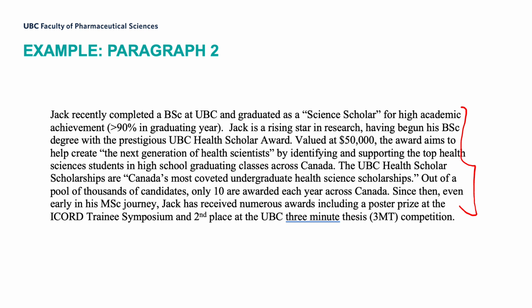So these are really critical points that relate to the selection criteria and are major things. In this example, a science scholar, a major scholarship award, and it provides a few more details on the prestige of the award, and then a poster prize and also a 3-minute thesis competition, right? So the first paragraph starts off with, I'm nominating Jack, and Jack is awesome. I know that right away. This is how I know Jack. And this is Jack's list of awesome.